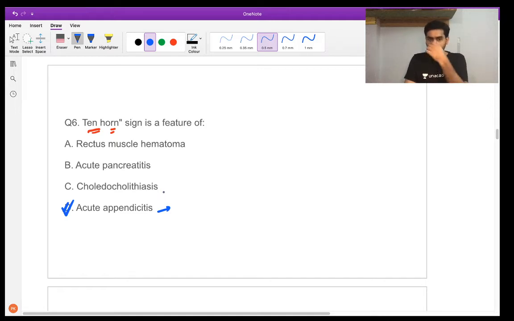Okay, right. Now, you have the obturator sign. When will you get pain in acute appendicitis on performing this? What is the obturator sign? In this, there is pain on flexion and internal rotation. So if you get pain in the right iliac fossa on flexing and internally rotating the leg, this is a positive obturator sign.